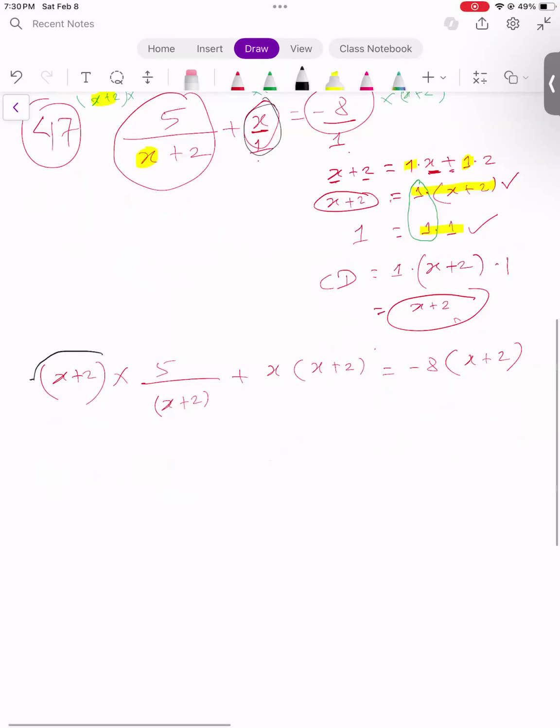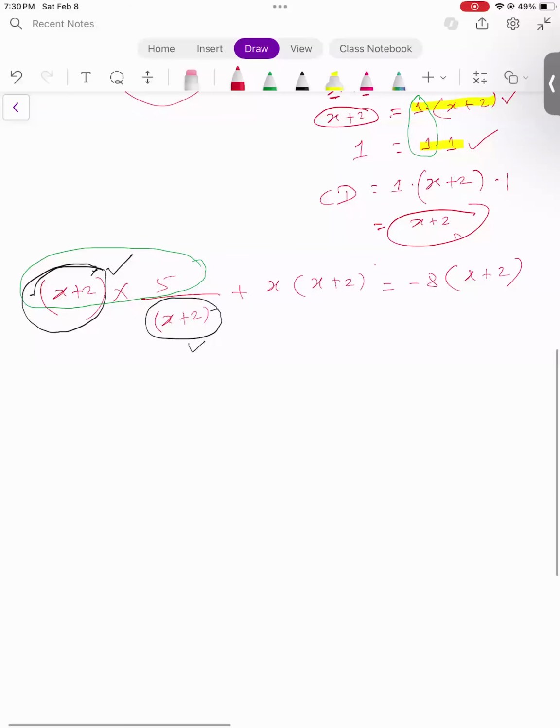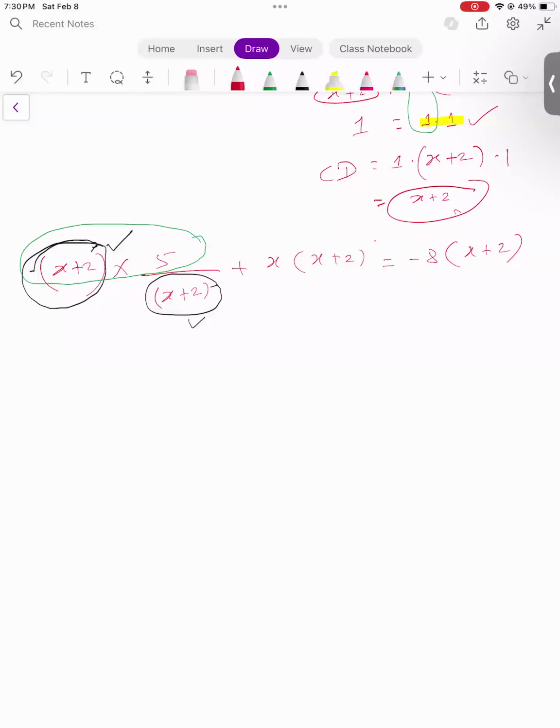So here we have this x plus 2 factor and we have this x plus 2 factor. One is in the numerator and the other is in the denominator. Here this is our numerator, and our numerator is in a factor form. Now I see most of you are confused here, so let me rewrite it this way. I have x plus 2 times 5 divided by x plus 2. Our numerator is in a factor form, and our denominator is also in a factor form. Like, I can add times 1 here.